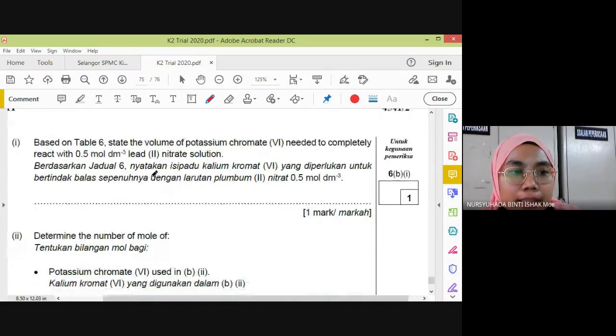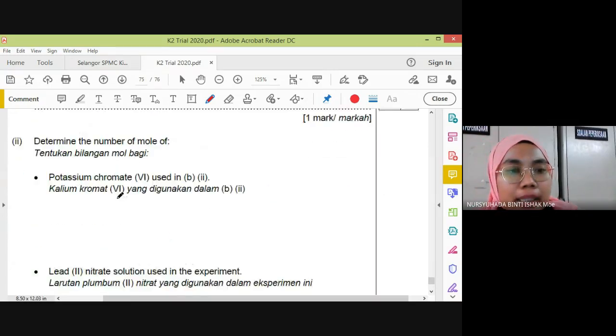Okay, next. Based on table 6, state the volume of potassium chromate needed to completely react. Berapa tadi? 5.0 cm cube.